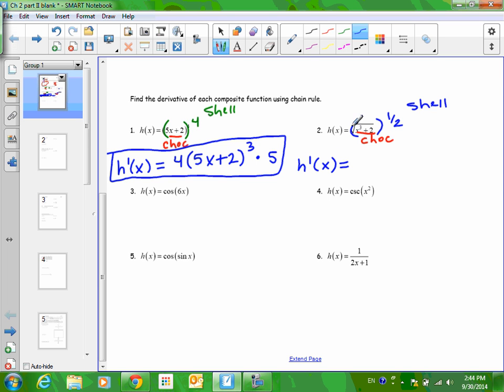So first you derive the shell. So 1/2 comes down in front. And what happens to the inside initially? It stays the exact same. So x cubed minus 2 does not change yet. What's going to be the new power? It's minus, oh, I just can't see. Thank you. What's the new power? Negative 1/2. Then times, and now you get to take the derivative of the inside. So 3x squared. Oop, running out of room here. Okay, that's fun.